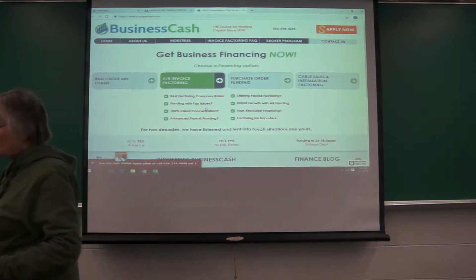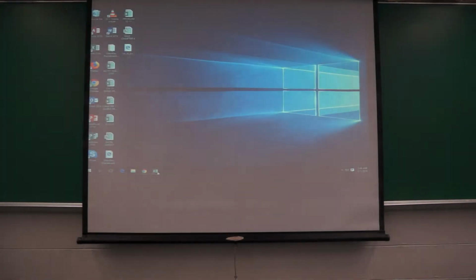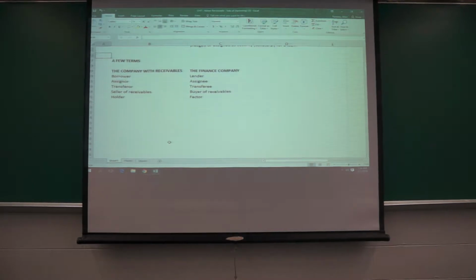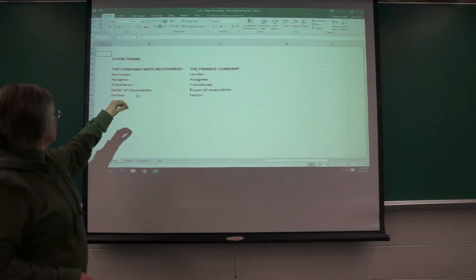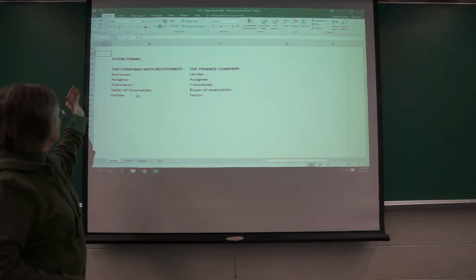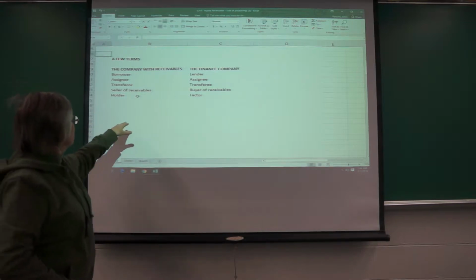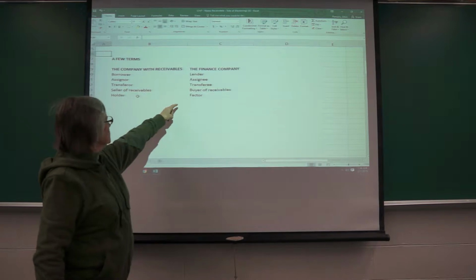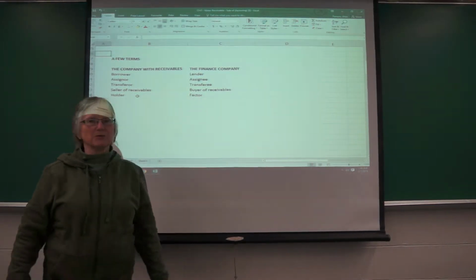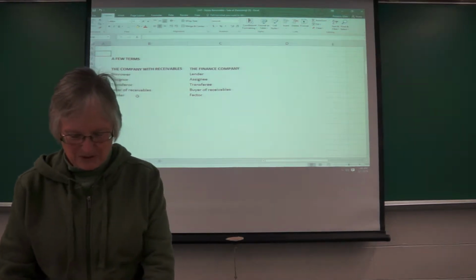Okay, so there's some terms here that are good to know. You have to get the terminology down. You've got the company who has the receivables. They're either borrowing money, they're the assignor, the transferor, the seller of receivables. I'll tend to just use, if they're selling the receivables, I'll say they're selling them to a factor who's the buyer of the receivables. But anyway, terminology is always good.